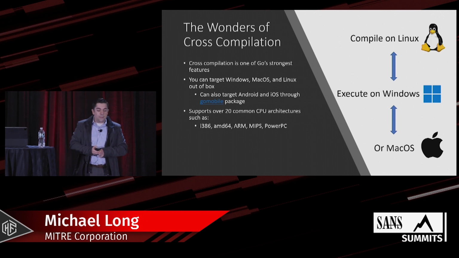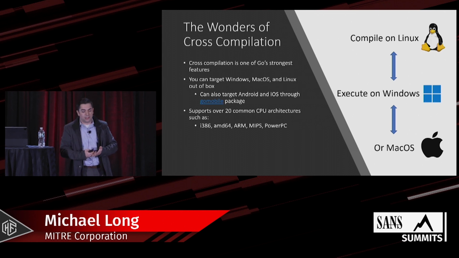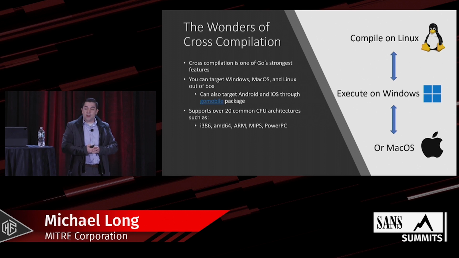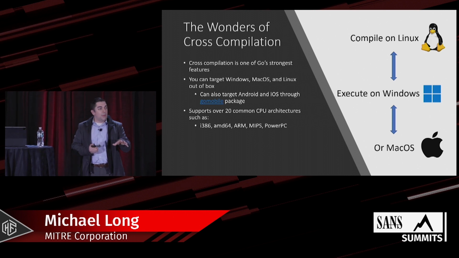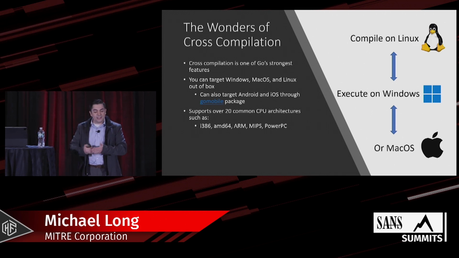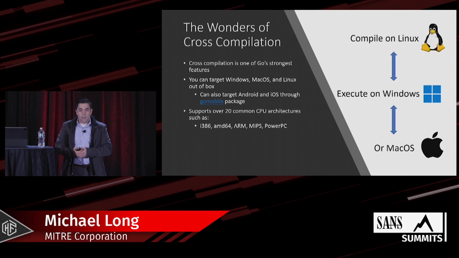There is also a package for mobile that can allow you to target Android and iOS. I really haven't explored that in great detail, but that is an area, if you're looking to see fertile ground for follow-on research. Now, beyond targeting these different operating systems, Go supports over 20 common CPU architectures. And on the bottom of the slide, I've probably listed most of the architectures you're likely to encounter in the wild. Everything from Intel 386, AMD64, ARM.